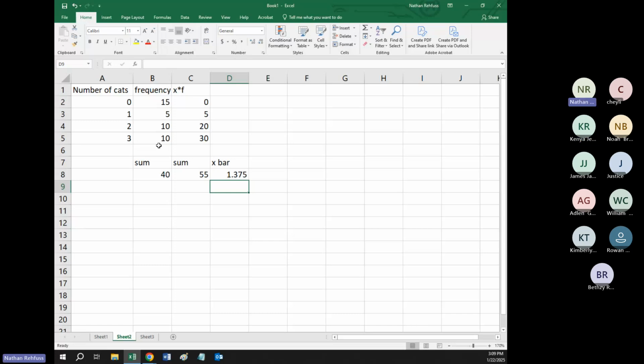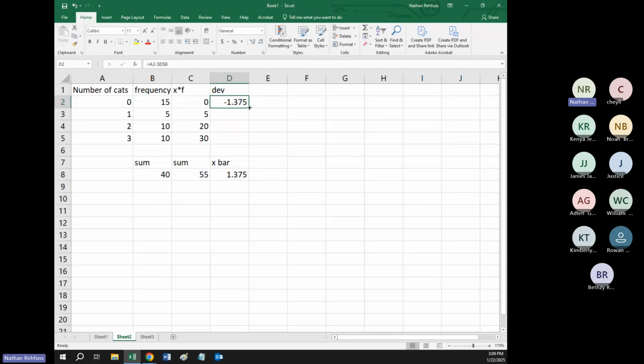So for each of my 4 responses, I need to go through my 6-step formula. Step 1 was find X bar, which we did. Step 2, I'm going to add a column for deviation. How far is this guy from the mean? That's going to be equal to this minus that. And I hit F4 to make it an absolute reference.